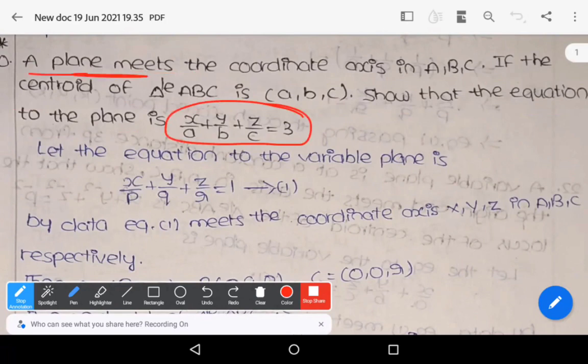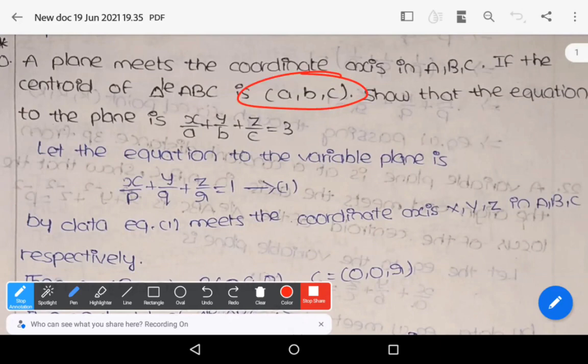There is a plane that meets the three coordinate axes in three points A, B, C, and the centroid of triangle ABC is (a, b, c). You have to show that the equation to the plane is x/a + y/b + z/c = 3.